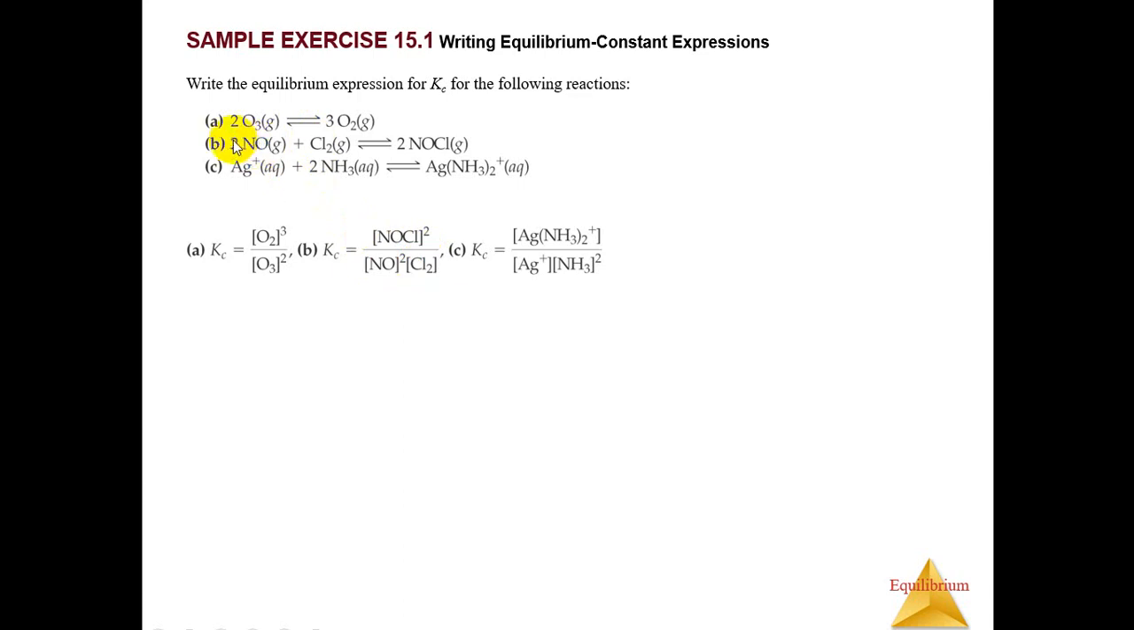The NO has 2 in front of it, so the NO concentration is raised to the power 2. The Cl2 has only 1 in front of it, and 1 is in front. 1 times anything is the same thing. So Cl2 raised to the power 1 is the same. B is solved. Let's go to C.